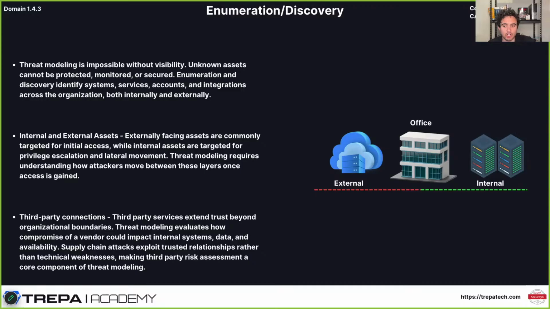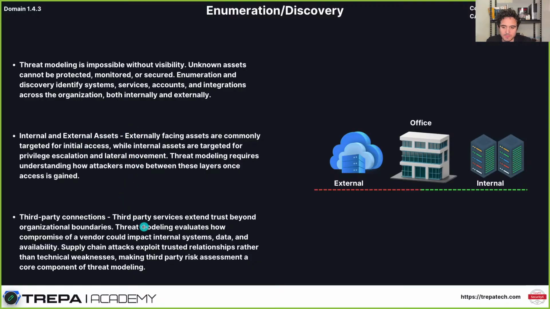Externally facing assets are commonly targeted for initial access. So this is something that's public facing. And then internal assets are targeted for privilege escalation and lateral movement. What we're saying here is essentially your external asset more than likely is going to be the touch point. It's more than likely going to be the place that attackers try to get to first, to then laterally move to the internal assets, to then do privilege escalation and start building back doors.